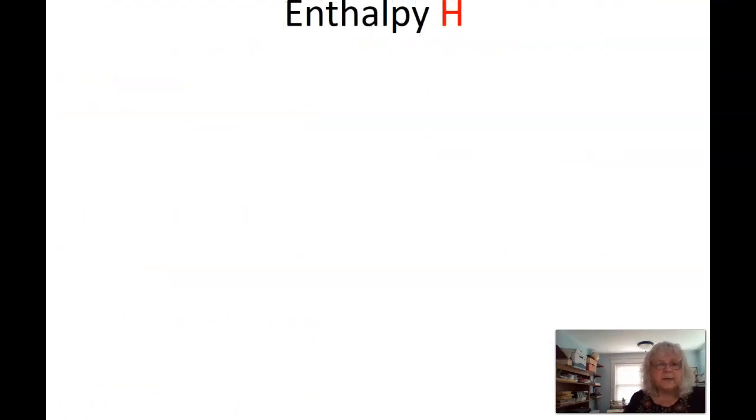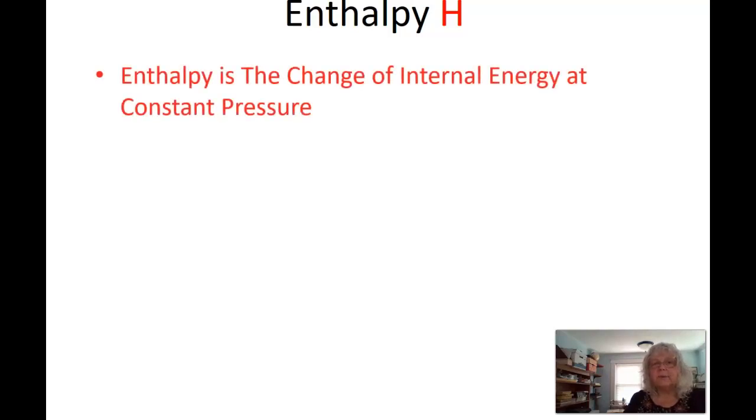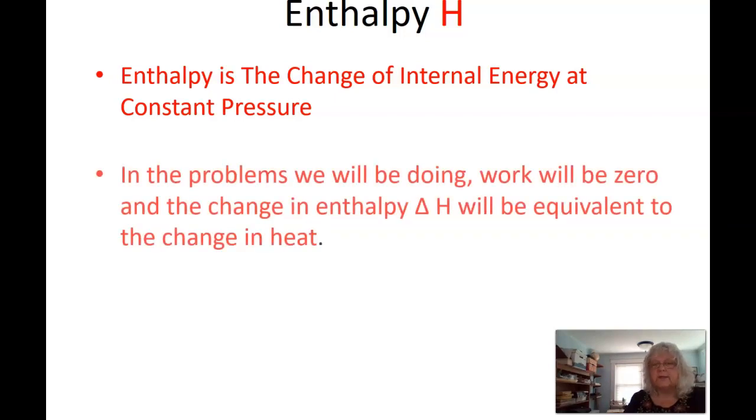So the next variable we're going to talk about besides internal energy is enthalpy. So we give the enthalpy the symbol capital H. And enthalpy is the change in internal energy at constant pressure. So in the problems we're doing, where work will be zero, so we're not looking at pressure volume work, then essentially the change in enthalpy is equivalent to the change in heat.